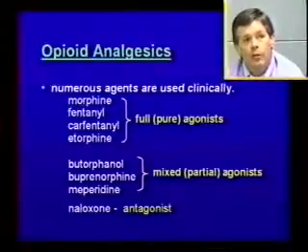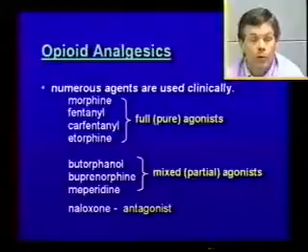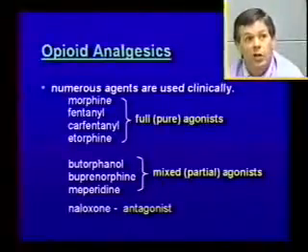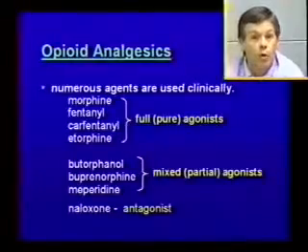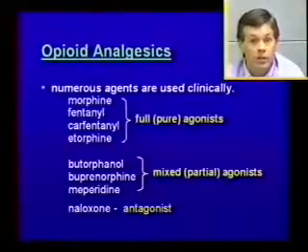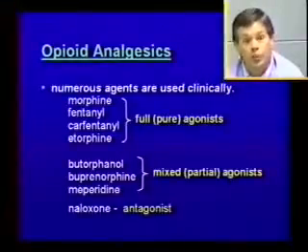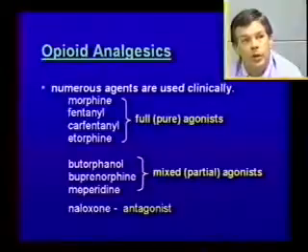The second grouping here, butorphanol, buprenorphine, meperidine, these are sometimes referred to as mixed or partial agonists, or sometimes the term mixed agonist-antagonist is used to describe these agents. These are drugs which are able to mimic some of the effects of morphine, which is the prototype drug for this class, but they are not able to stimulate all classes of opiate receptors fully, and as a result you do not see the full spectrum of effects with agents like butorphanol that you do with other opiates such as meperidine.